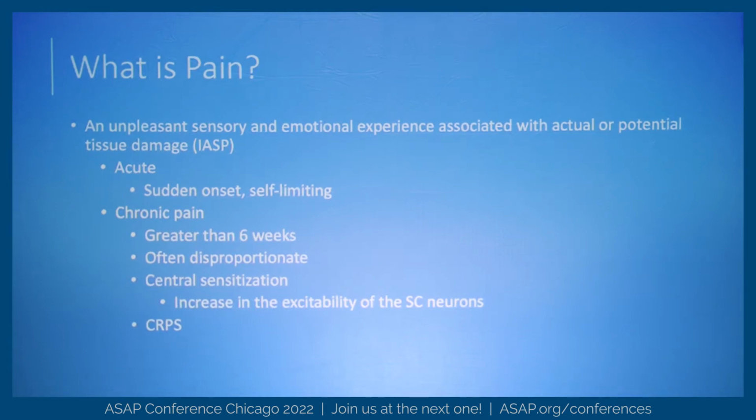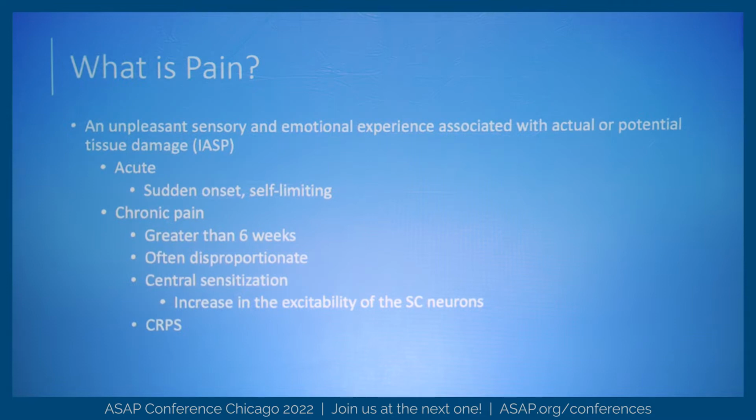So what is pain? The International Association for the Study of Pain defines it as an unpleasant sensory and emotional experience associated with actual or potential tissue damage. And it's obviously acute and chronic pain. We all know what acute pain is. It's sudden onset. It's self-limiting often. Sometimes it needs some intervention.